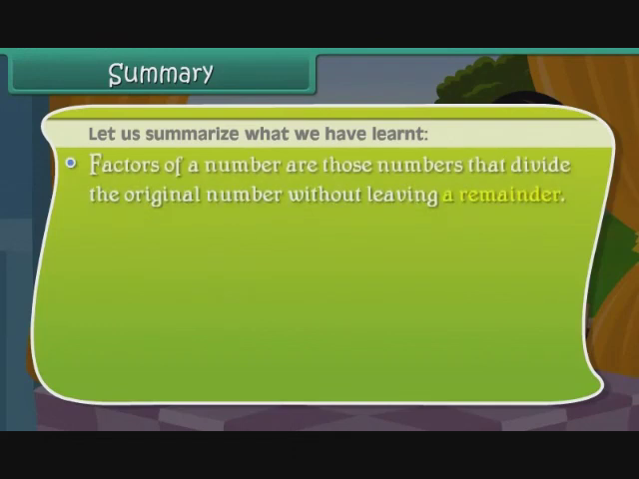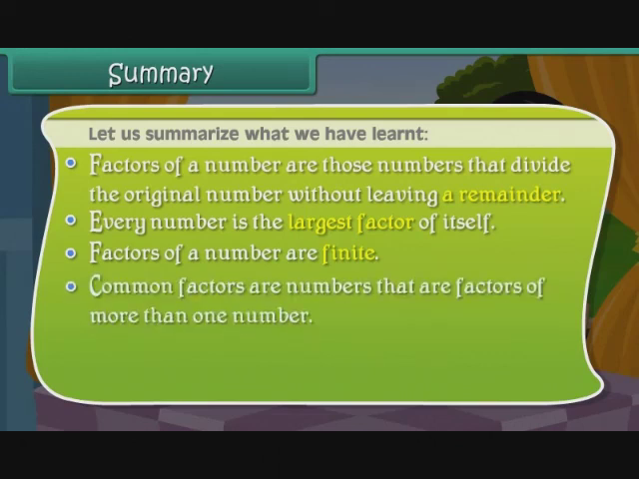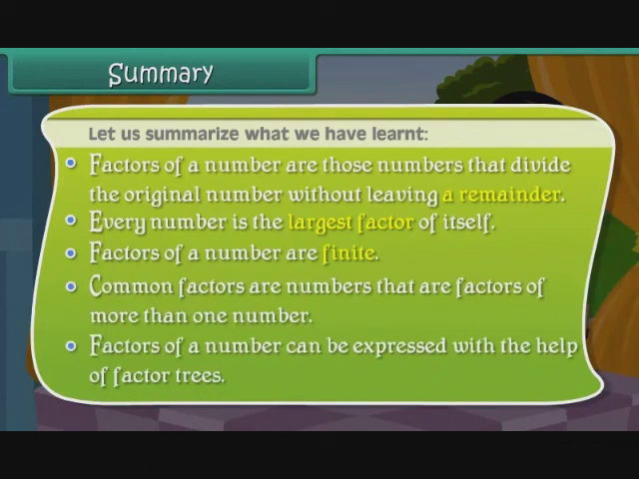Factors of a number are those numbers that divide the original number without leaving a remainder. Every number is the largest factor of itself. Factors of a number are finite. Common factors are numbers that are factors of more than one number. Factors of a number can be expressed with the help of factor trees.